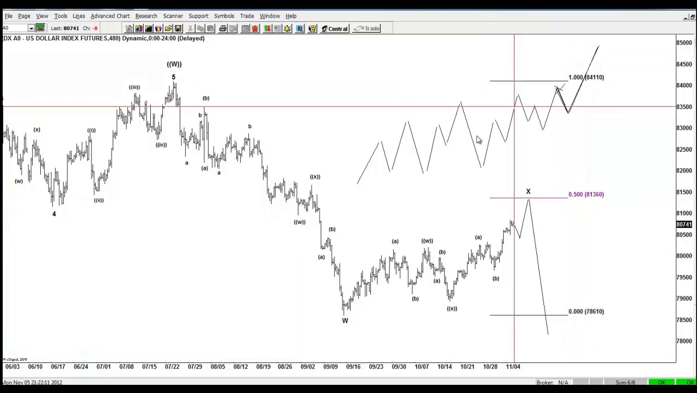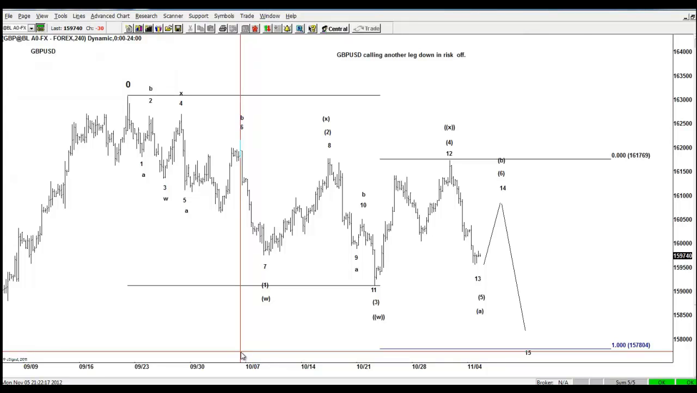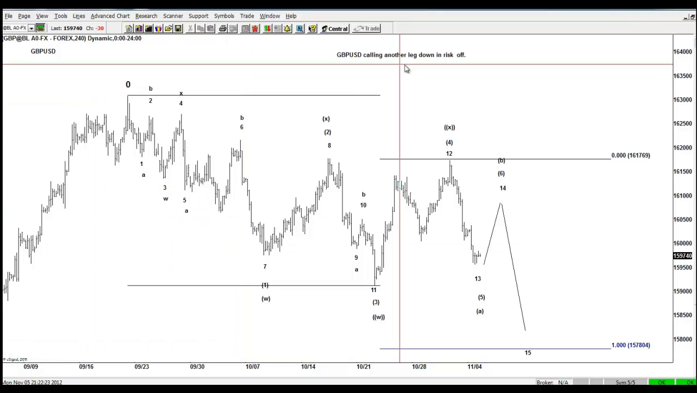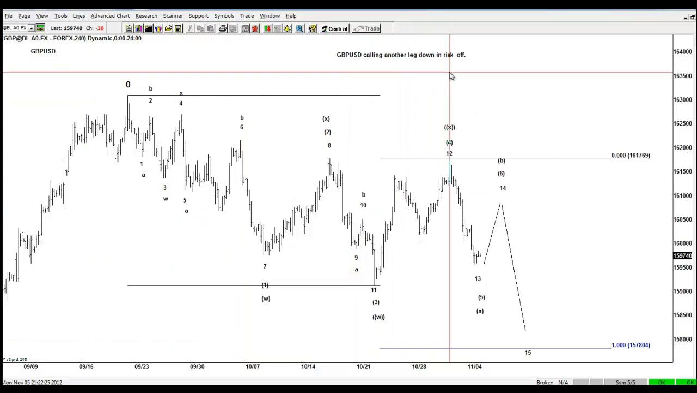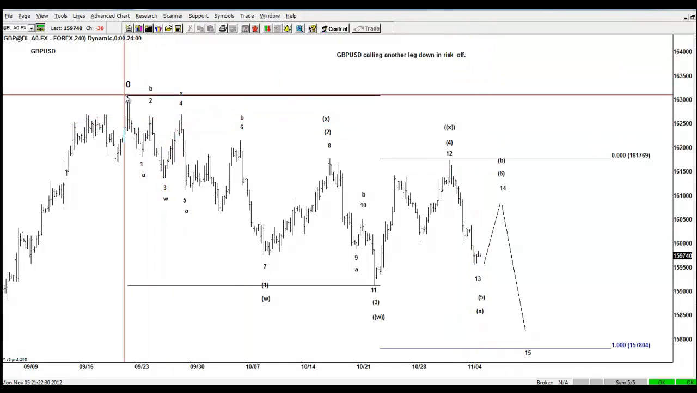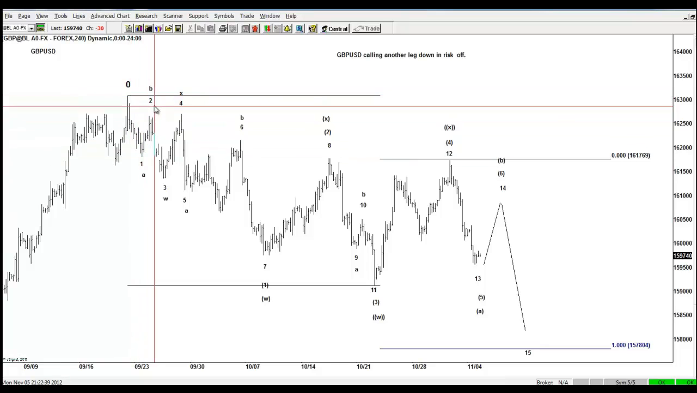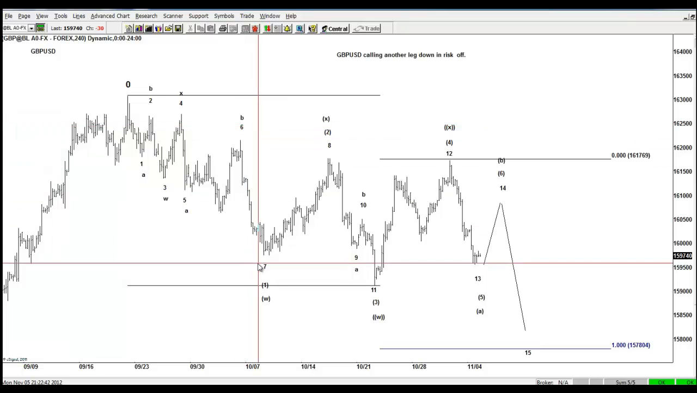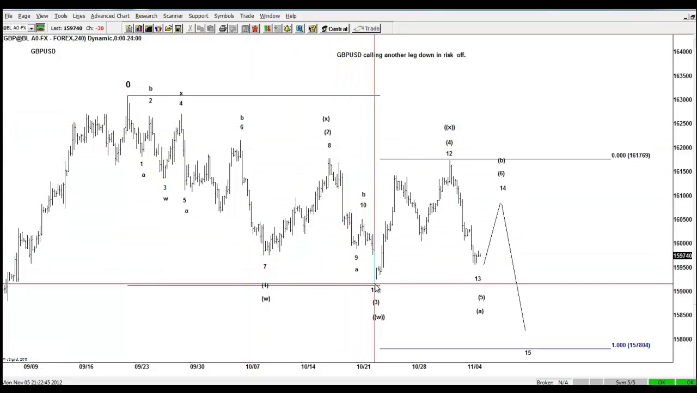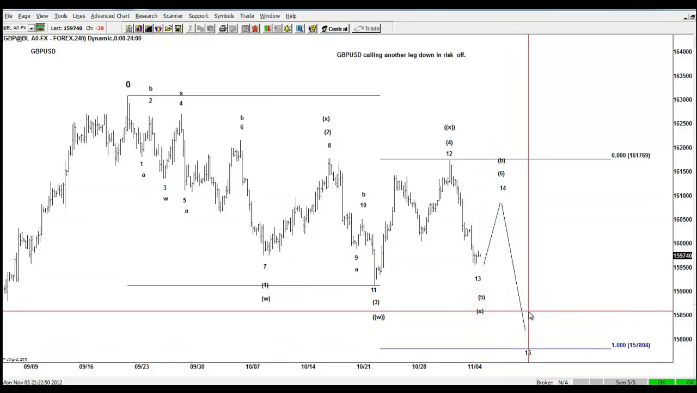Now, why we are pushing into the 7 swing, I want to show you these charts right here. This is basic Elliott Wave. This is how deep we got in the wave. This is cable, and cable is calling another leg down and risk off. We did it in the subdivision of swings and the subdivision of labels. I want you to look at the numbers now: 1, 2, 3, 4, 5, 6, 7, 8, 9, 10, 11, 12, 13, 14. You need a 15 swing in cable.